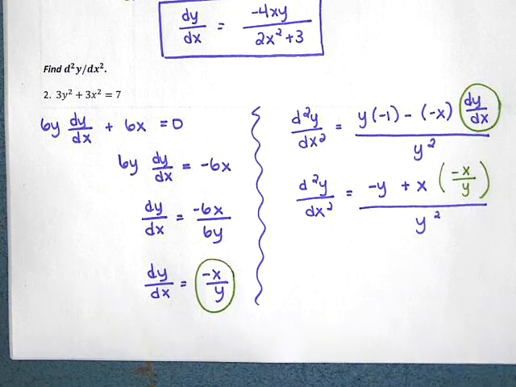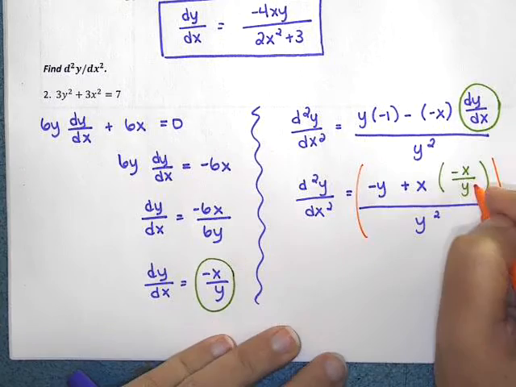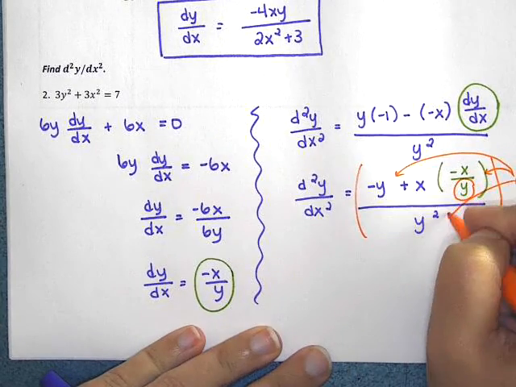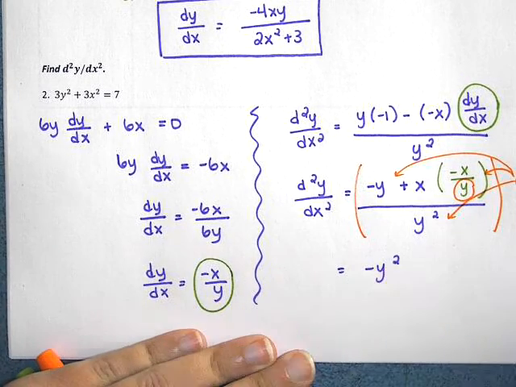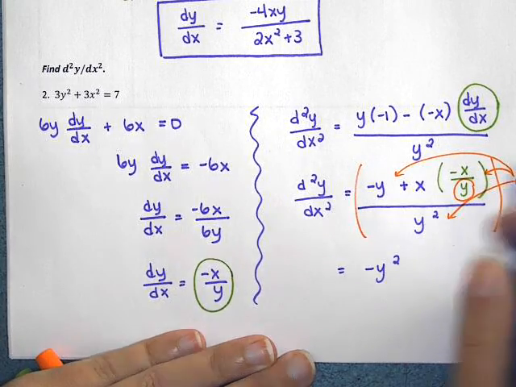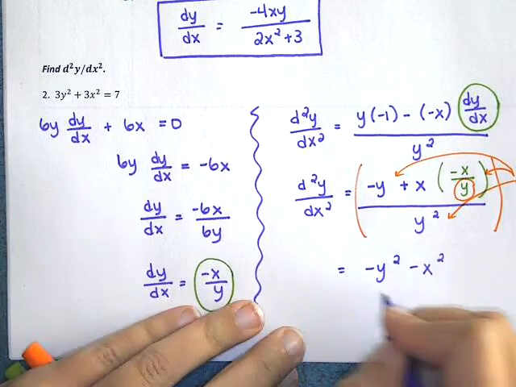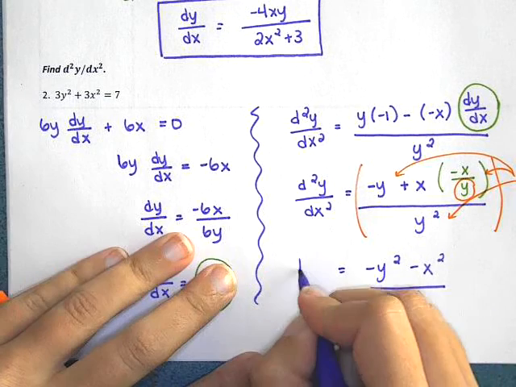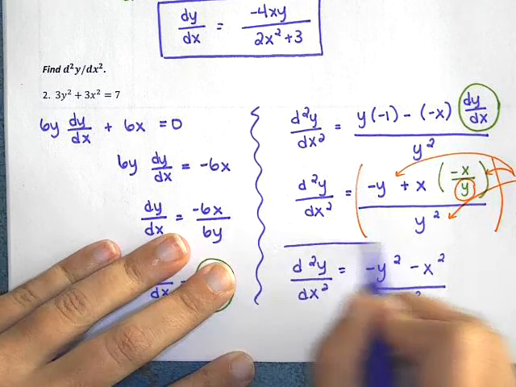Now in order to simplify this, I'm going to multiply every term by the denominator, which is y. So when I distribute that to every term, I get negative y squared, because y times y will be y squared. These y's cancel, so I'm just going to do the x times the negative x, and I get negative x squared, all over y times y squared would be y cubed. And that is my final answer for the second derivative.